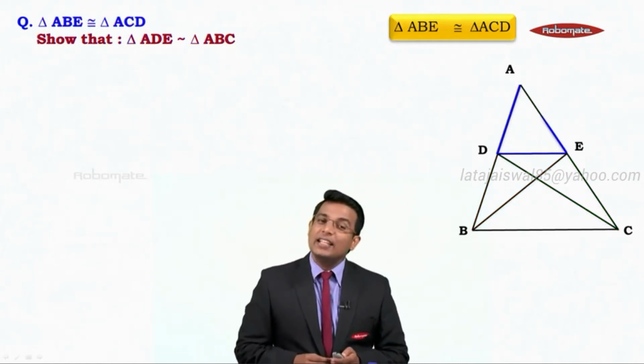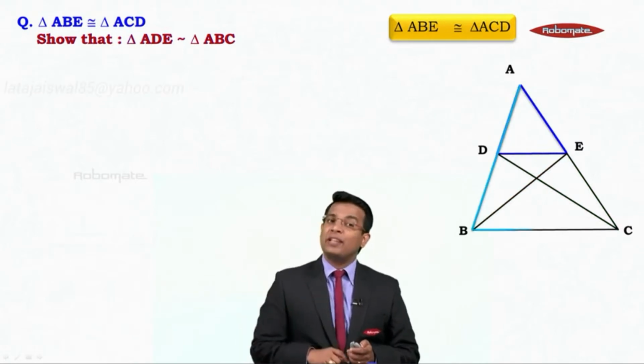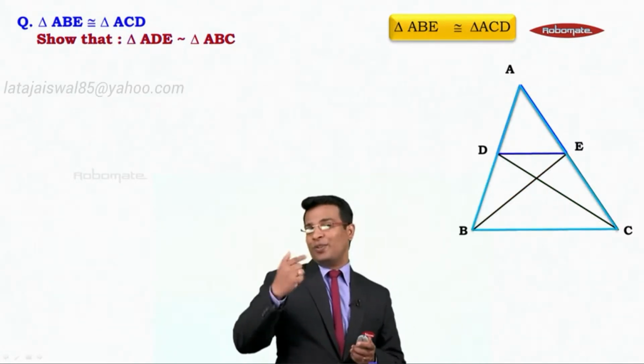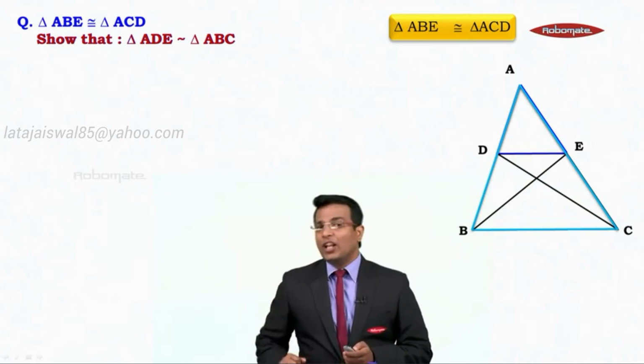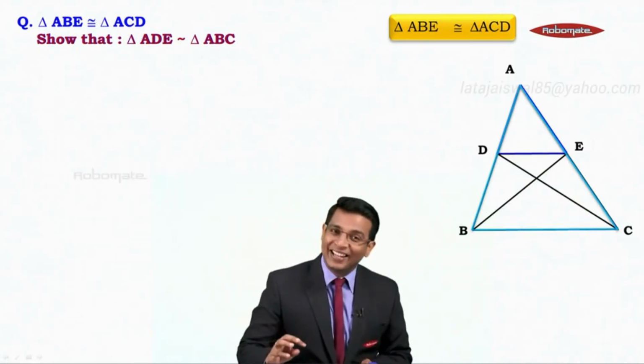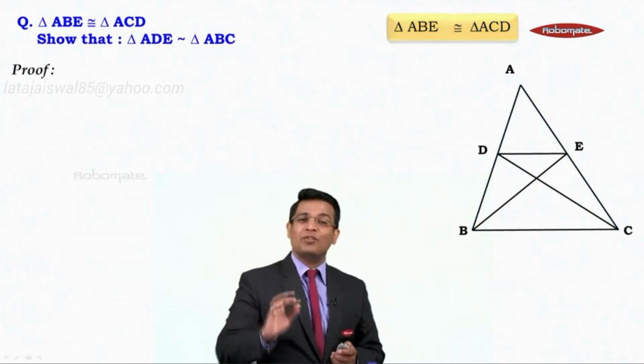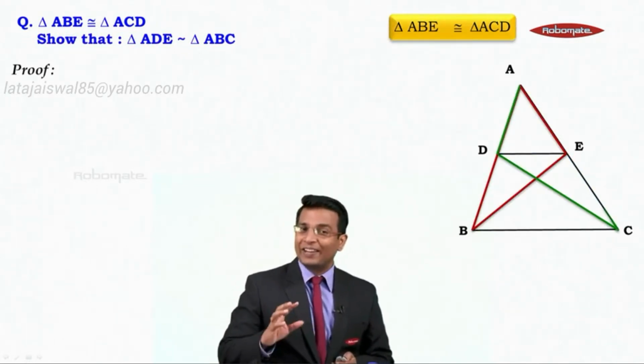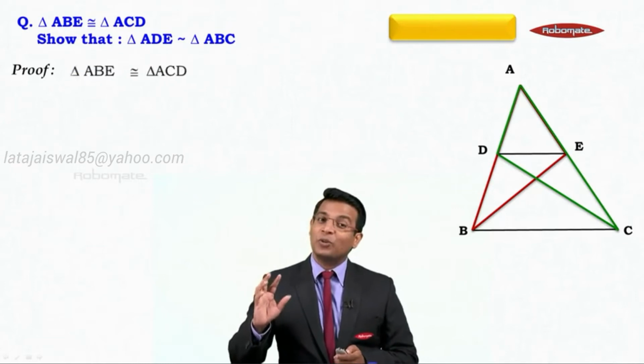triangle ADE is similar to triangle ABC. That means that the smaller triangle and this bigger triangle are similar to each other. The only information which we have is that triangle ABE is congruent to triangle ACD. So that given information is something which you are going to use. So we write it here: triangle ABE is congruent to triangle ACD.